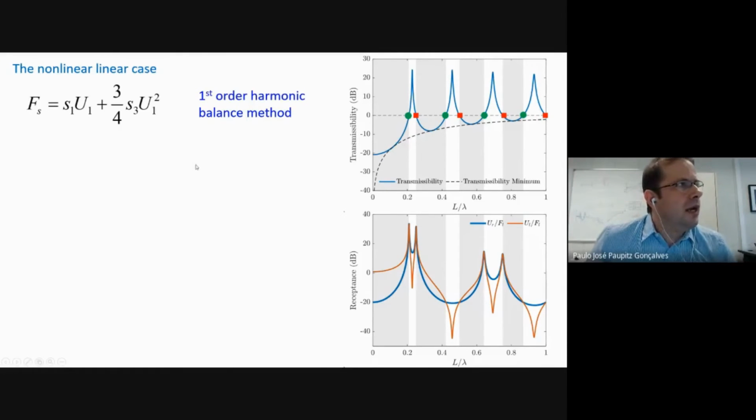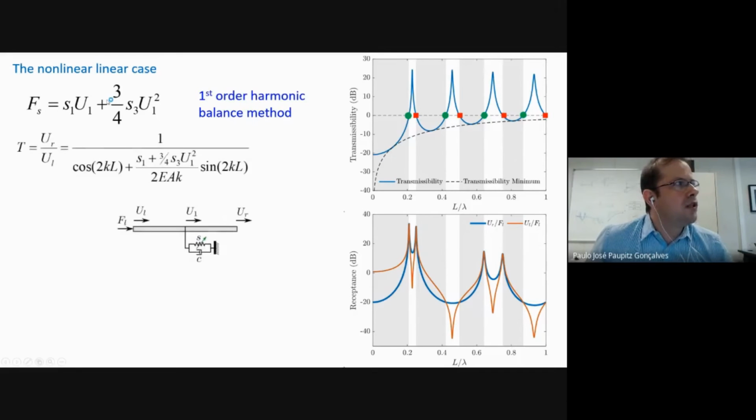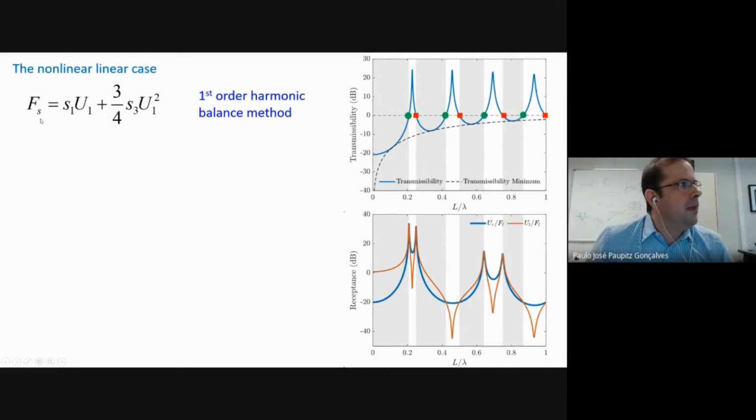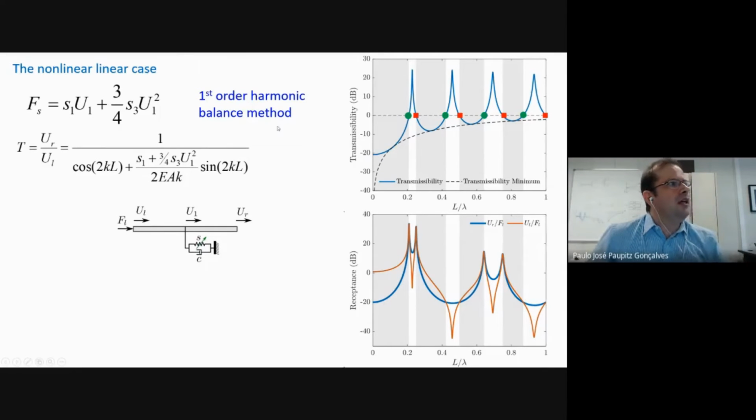To obtain a function, we are using harmonic balance, so we can represent the spring force in frequency domain by this expression here. So our transmissibility changes a bit. We get this extra term right here. And we can see that the problem of finding the dispersion relation is that we depend on some internal degree of freedom. So to find the transmissibility, we need to solve this using some nonlinear root finding algorithm.